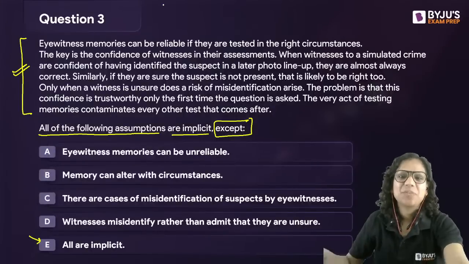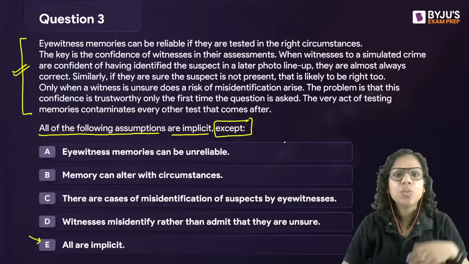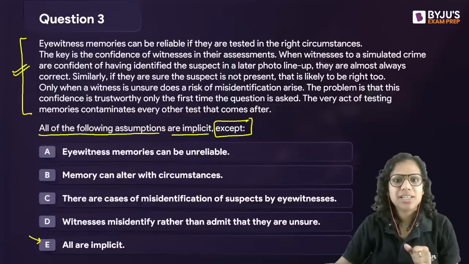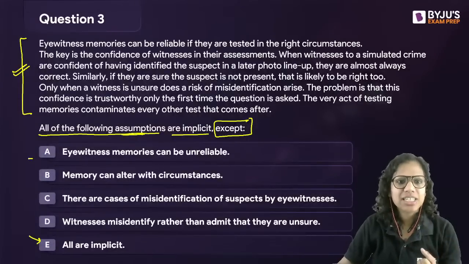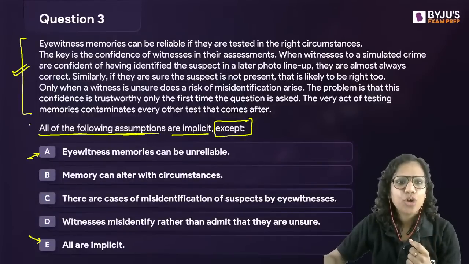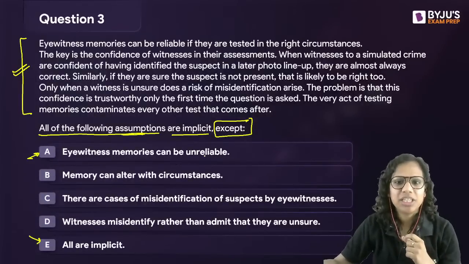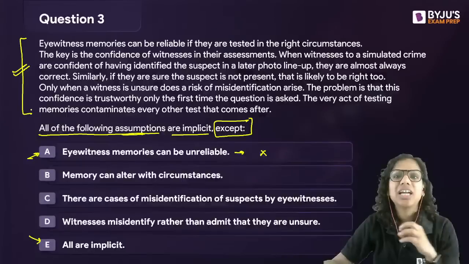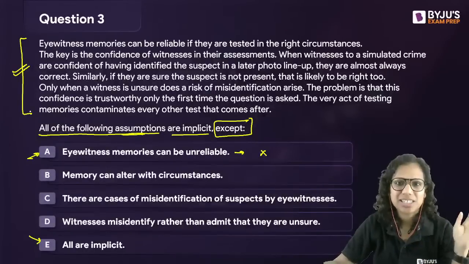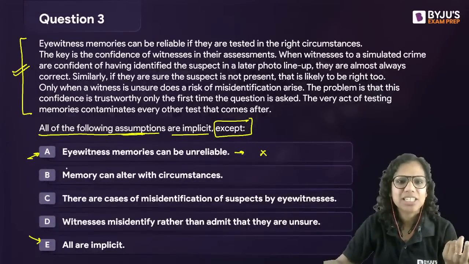Let's discuss this. So one way to attempt assumption questions is that when I say that this has to be necessarily true for this to hold true, what do I mean? That if this is not true, then this entire argument will collapse. This entire argument will become baseless. That's the idea, when I say that this must be necessarily true for this to hold true.